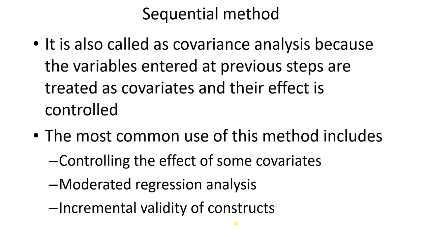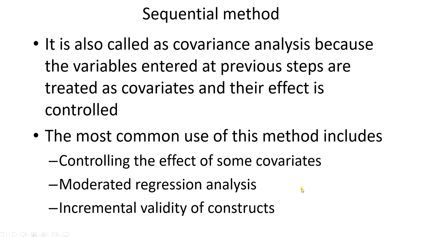This method can be used for several purposes. I have written just a few. For example, if we want to control the effect of some other covariates, say confounding variables. Suppose I am predicting stress, and health is also influenced by my age, my gender. Then I will enter age and gender in the first step to control their effect, and after controlling I will enter stress in the second step and try to see how far stress is contributing after controlling the effect of the covariates. So this analysis will be something similar to the covariance analysis.